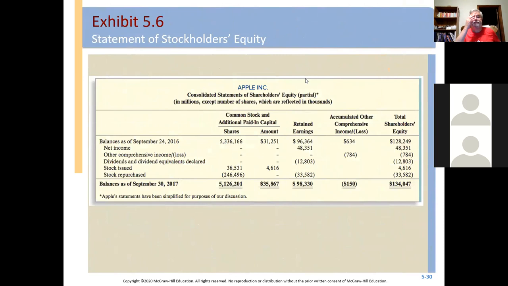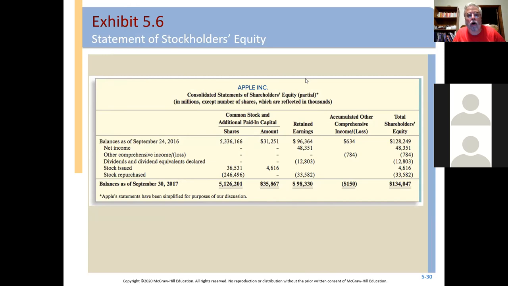Now we get to the statement of stockholders' equity. And here, as you can see, it is divided into contributed capital, the common stock and the additional paid in capital, and earned capital, which is retained earnings. And then we have the accumulated other comprehensive income or loss.